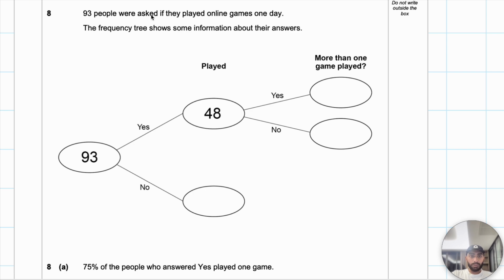Question 8. 93 people were asked if they play online games one day. That's in the diagram. The frequency tree shows some information about the answers. The way these work is that these 2 numbers will add up to make 93 and these 2 numbers will add up to make 48.